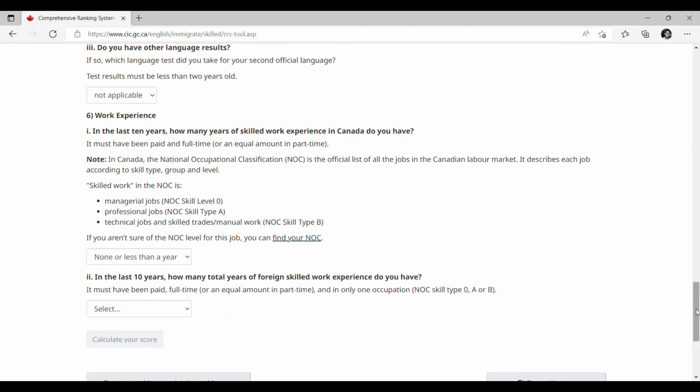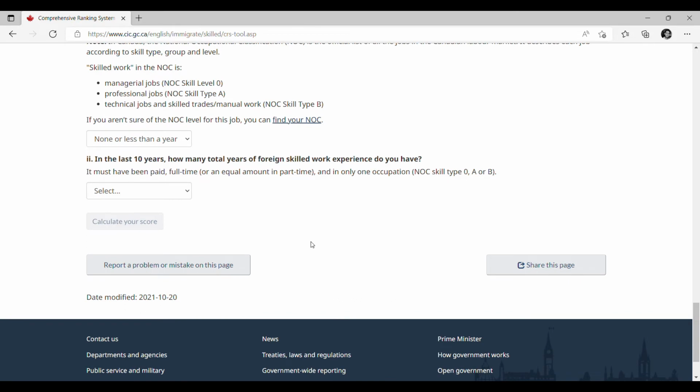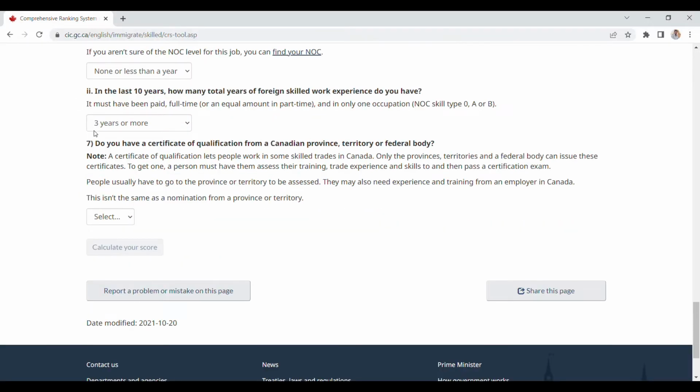If you have relevant Canadian experience, you can select the number of years. The second part to this question is how many years of experience you have gained in a foreign country, that is other than Canada. And for this I'll be selecting 3 years or more, which is the maximum. The seventh question is, do you have a certificate of qualification from a Canadian province?